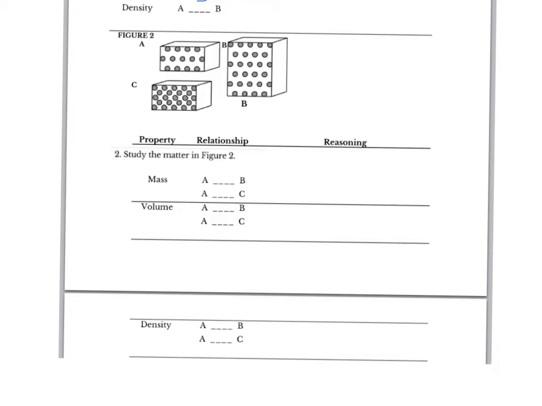And if I take a look at, again, the mass of A versus B, well, it's obvious that A has less mass because there are fewer particles, and you can count those if you wanted to. But then A versus C, we have the same exact volume, but in C they are more closely packed. So again, A is less than C.